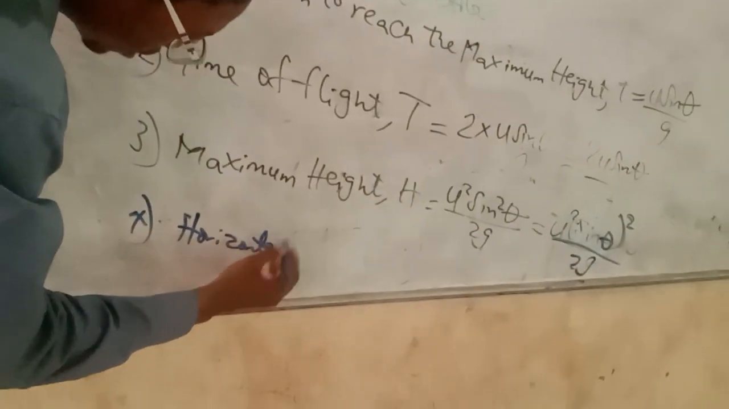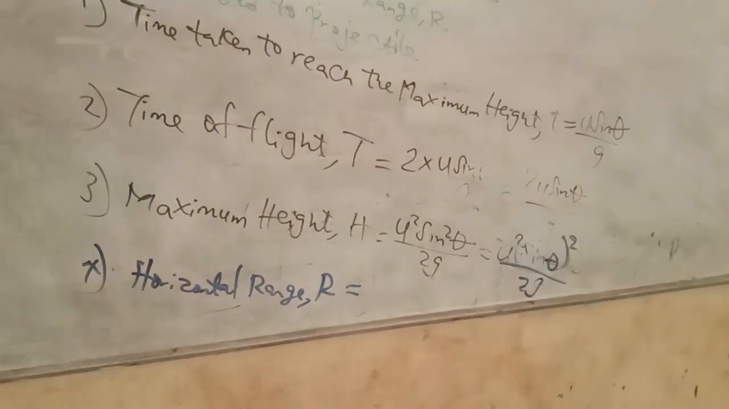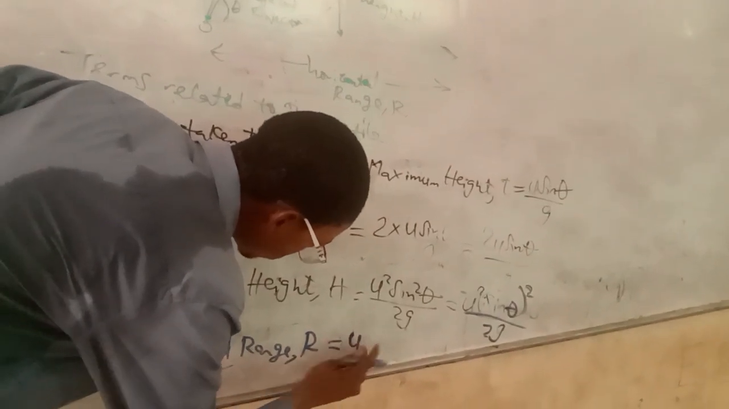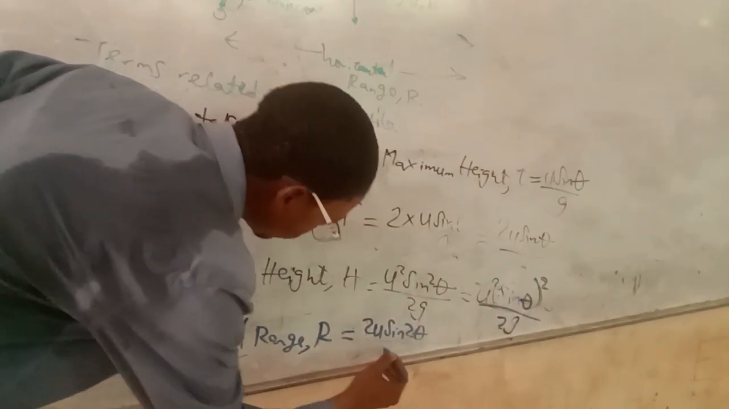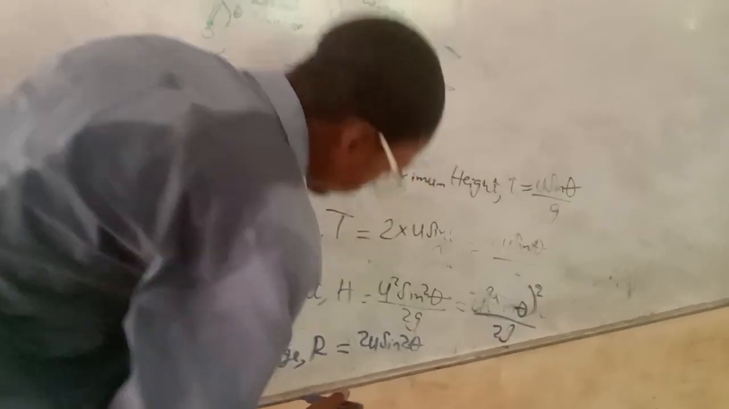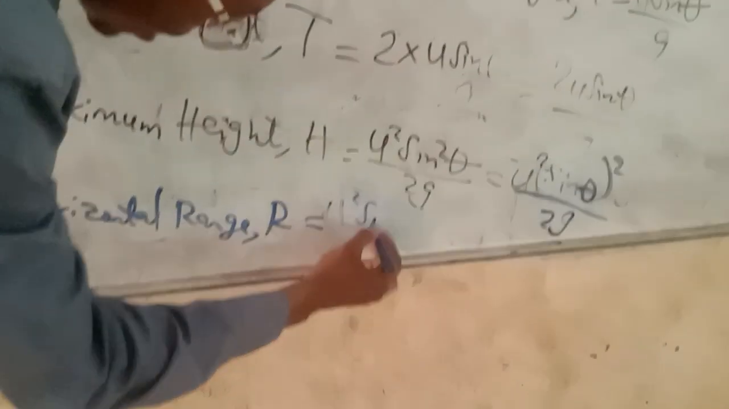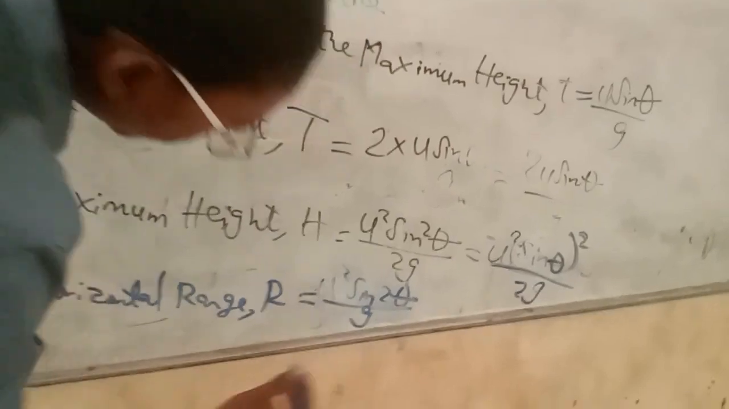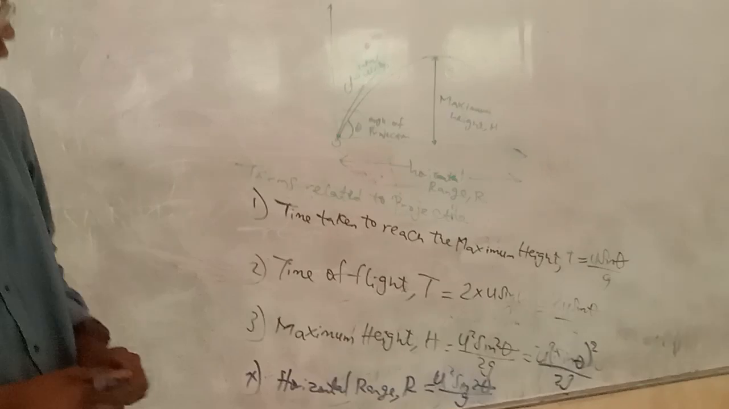Now, the fourth one is the range. We call it the horizontal range, which is R. The formula for finding the horizontal range is: the horizontal range R is equal to u squared sine 2 theta over g, where u remains your initial velocity and theta remains your angle of projection.